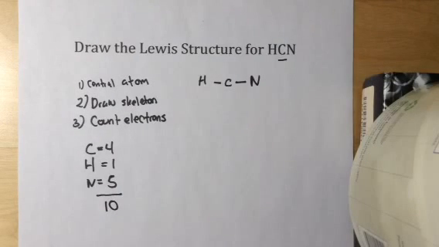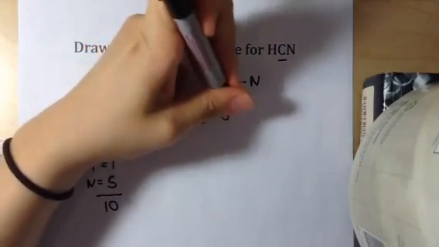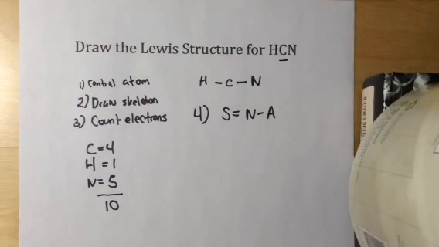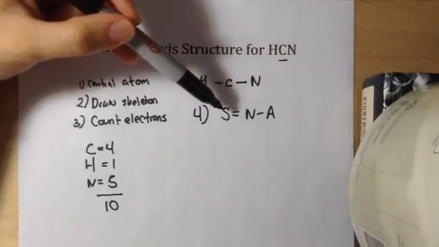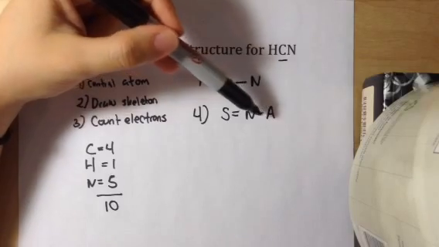Alright, now the next step is very useful for relatively easy Lewis structures like this one. But as you get into more difficult Lewis structures, or as you get more familiar with them, you might skip it. But we're going to do it for now. The next step is shared equals need minus available. S equals need minus available. This is going to tell us how many electrons are shared between the bonds, and therefore how many bonds we need to have. S stands for shared, N stands for need, A stands for available.